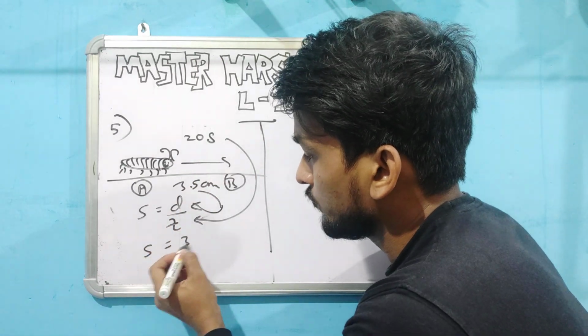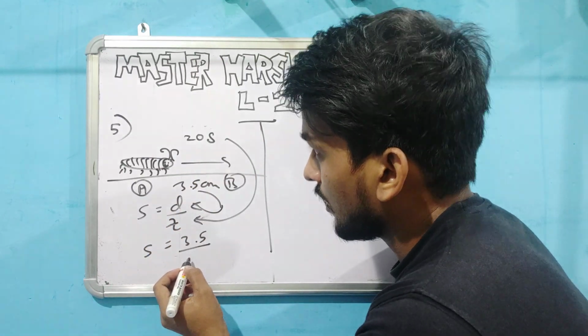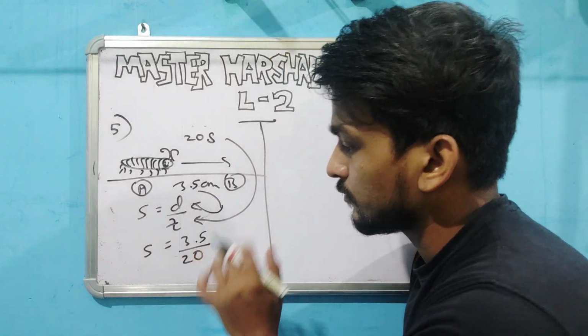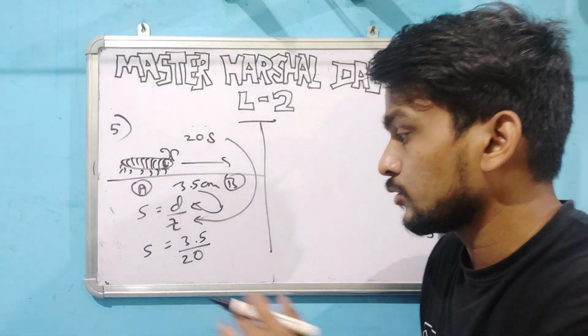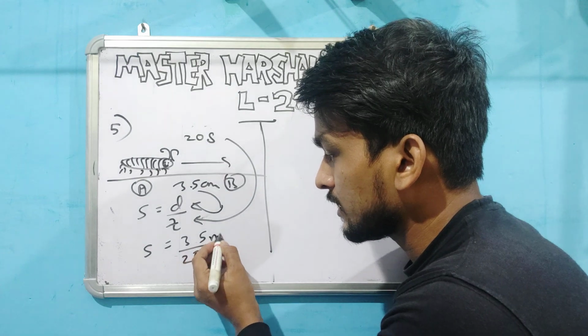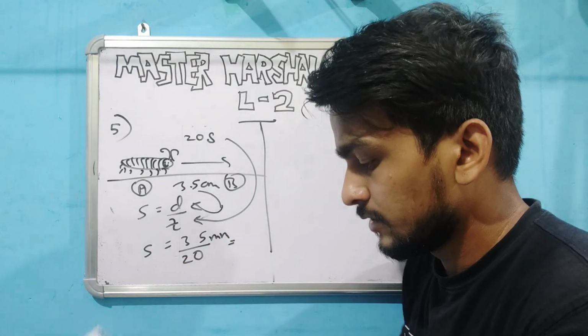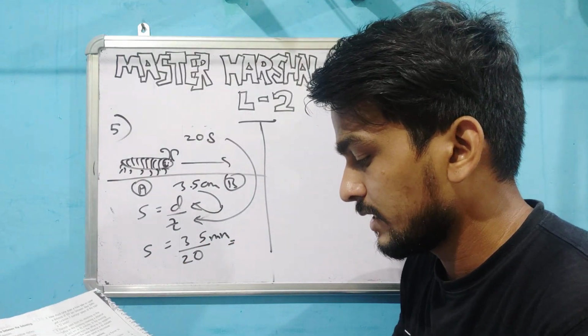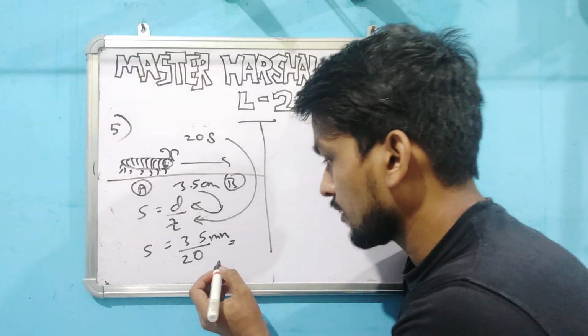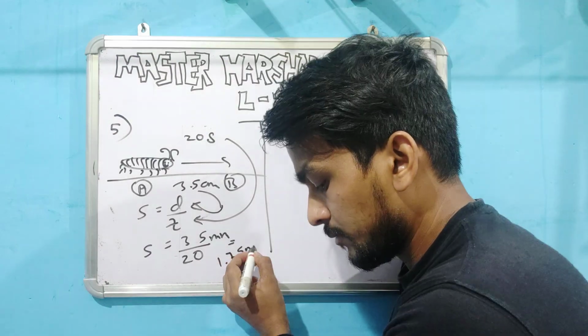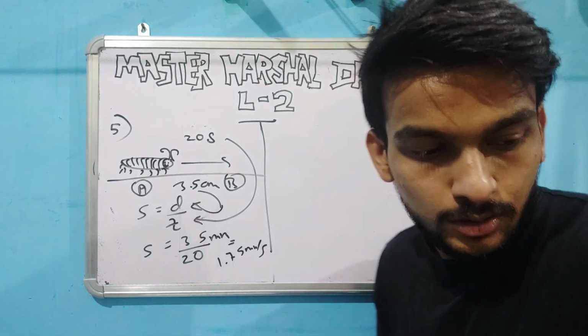So let us do the division of both. But first of all, I will convert this 3.5 cm into mm, so the point will go, and this is what we get. And after the division we will surely get the answer, 1.74 mm per second. So this is the answer of your fifth one.